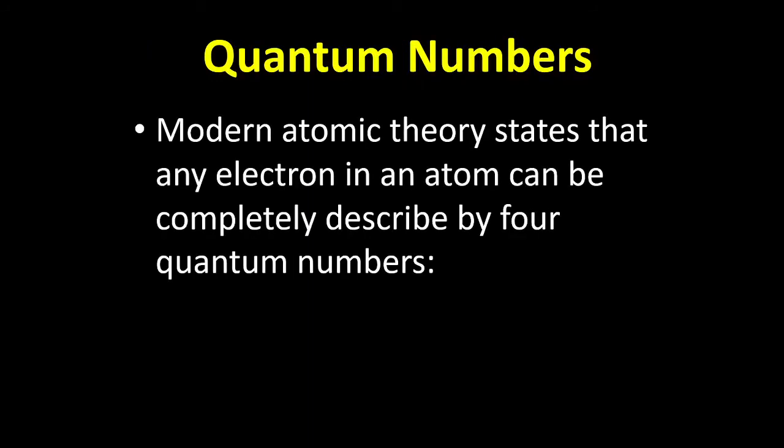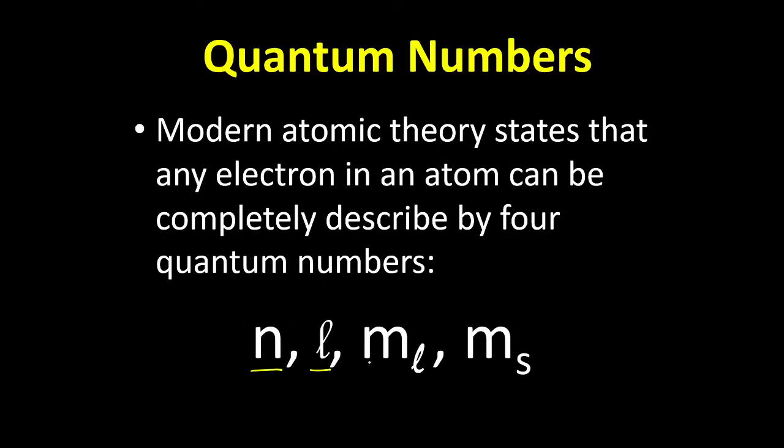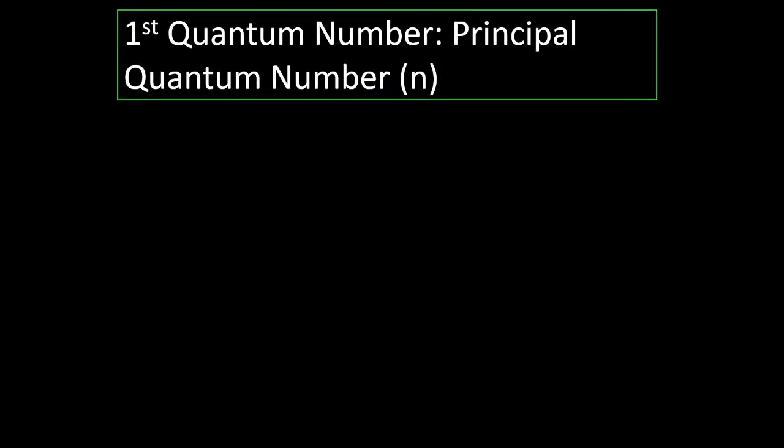Quantum numbers. Modern atomic theory states that any electron in an atom can be completely described by 4 quantum numbers. So take note of these 4 quantum numbers: the principal quantum number, the angular quantum number, the magnetic quantum number, and the spin quantum number. Okay? Now, let's begin first with the first quantum number. The principal quantum number, that is the letter N.